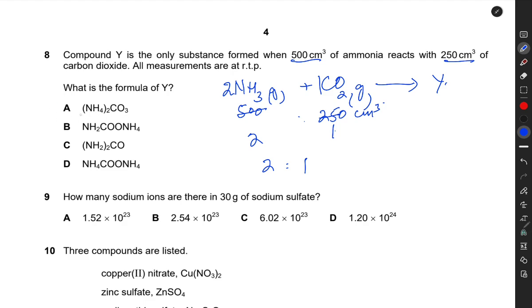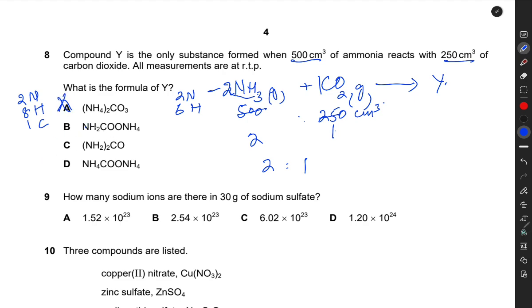So let's calculate. Number of nitrogen atoms is 2, hydrogen 8, and 1 carbon. So it is incorrect, because in this case there are 2 nitrogen and 6 hydrogen. So the compound which has 2 nitrogen, 6 hydrogen and 1 carbon is the correct option. So now let's calculate. This is incorrect.